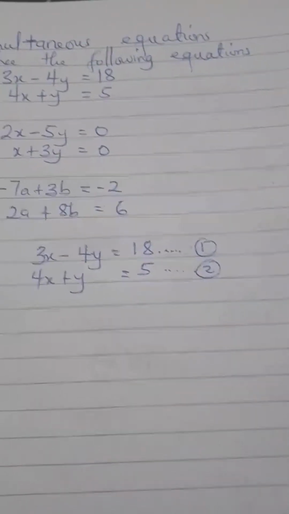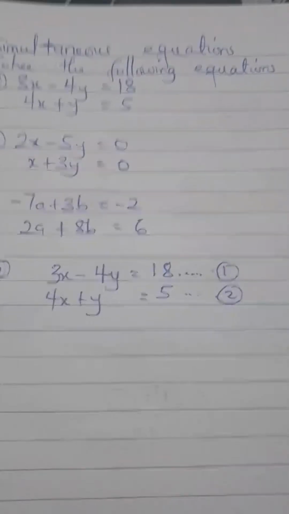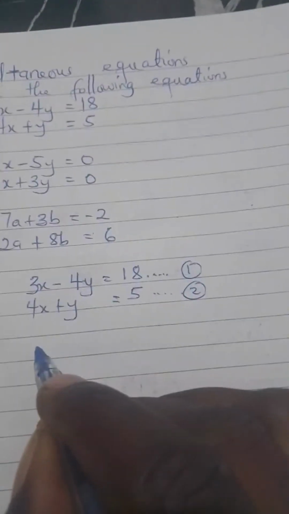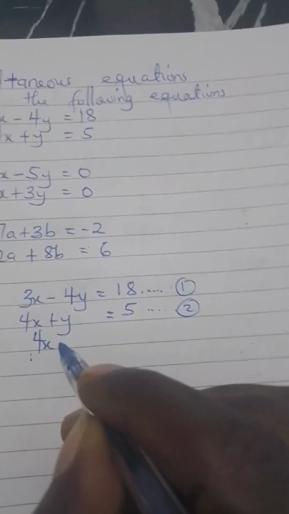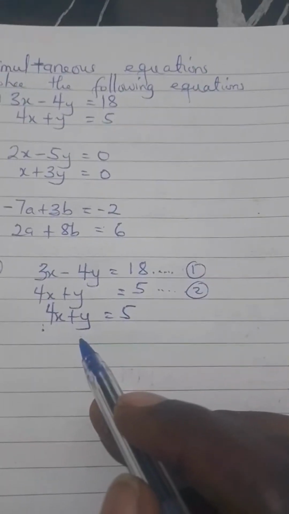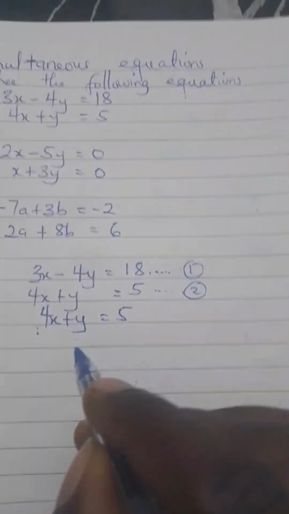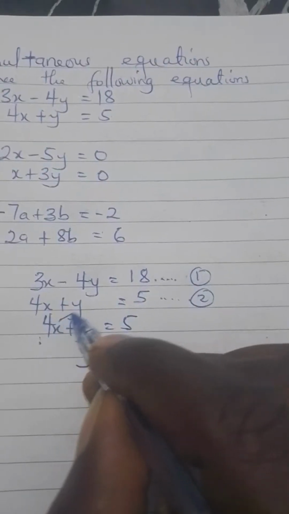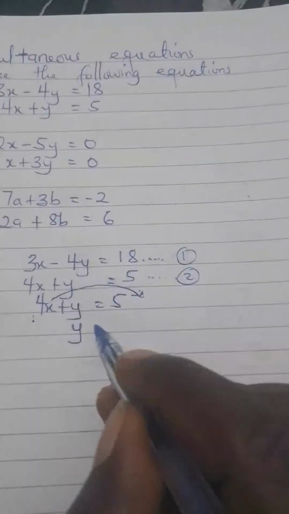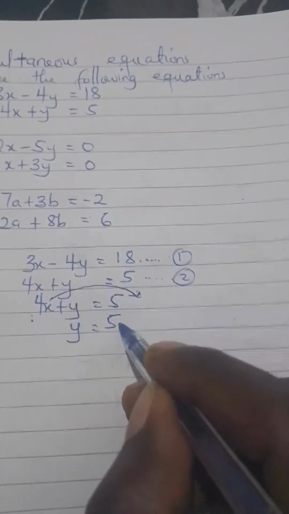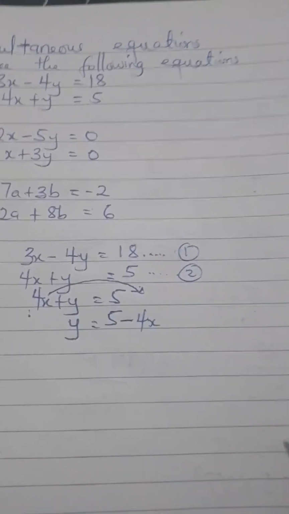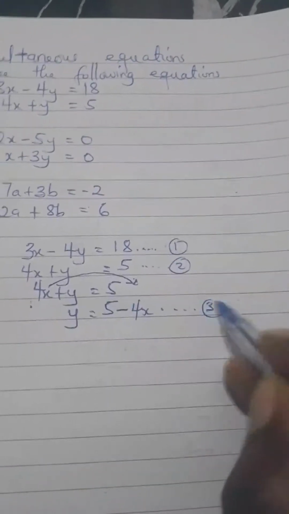So I want to go by the elimination method. Let me use substitution first. Let's see, so here from equation 2, which is 4x plus y equal to 5, I will make y the subject. Can make y the subject from here. So we have y, transfer 4x to the right side. So y will be equal to 5 is already here. So we have minus 4x. So we can name this one equation 3.